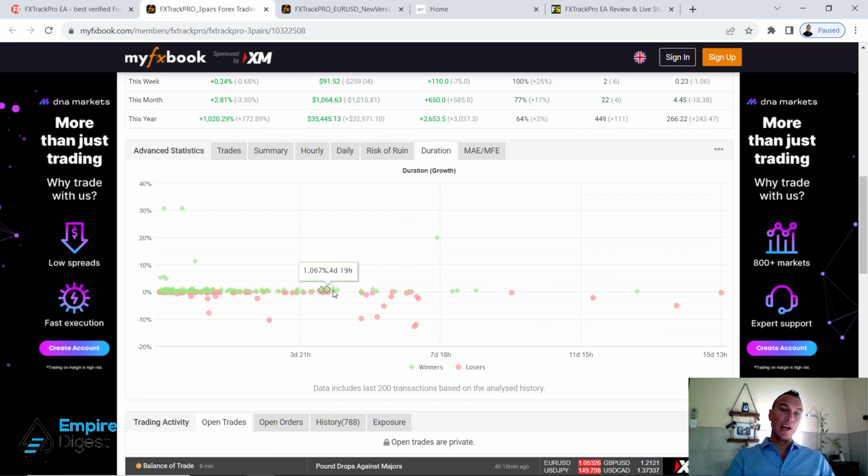Even this, anything that goes over 24 hours, like 1 to 2 days, you have to pay overnight swaps, and that is just extra money. That is basically coming off the profit of the trade. And if it's in a loss, you still pay swaps.